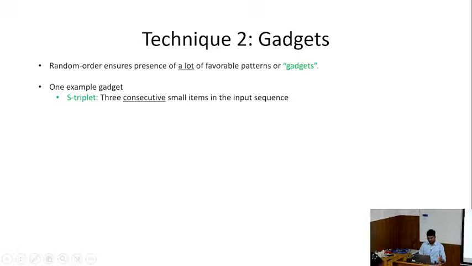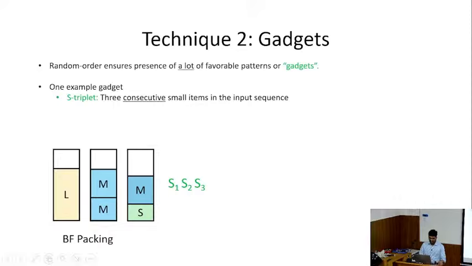So for our example, one gadget is what is called an S triplet. This is nothing but a set of 3 consecutive small items in the input sequence. And we want to claim that an S triplet will create a bin of weight at least 3 by 2.